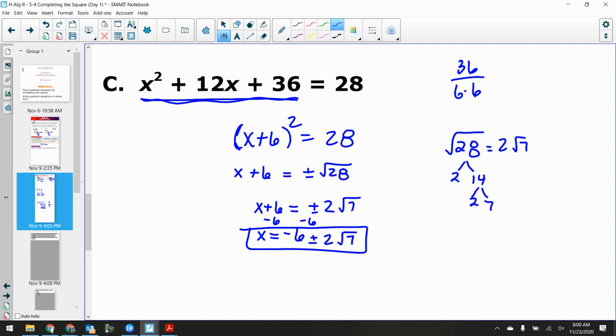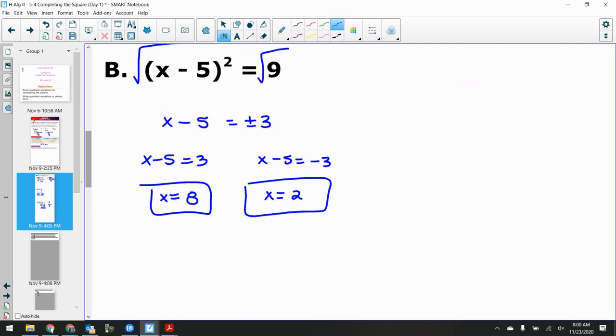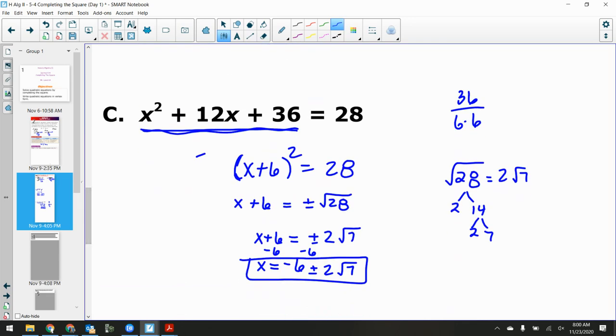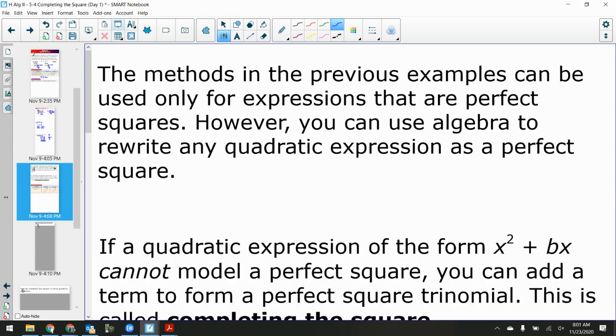So maybe, look, if we could get a perfect square trinomial on the left side that's equal to a number, it'll flow right into just square rooting the other side and solving the two equations. So what we're looking for is to try to get a perfect square trinomial on the left side. That is what's called completing the square. The methods in the previous examples can be used only for expressions that are perfect squares. However, you can actually force that to happen. You can make that perfect square happen, and that's called completing the square.